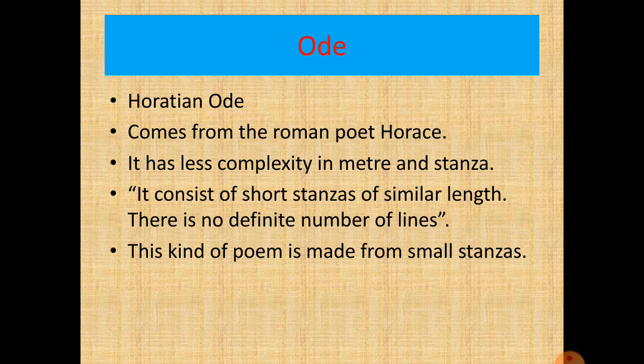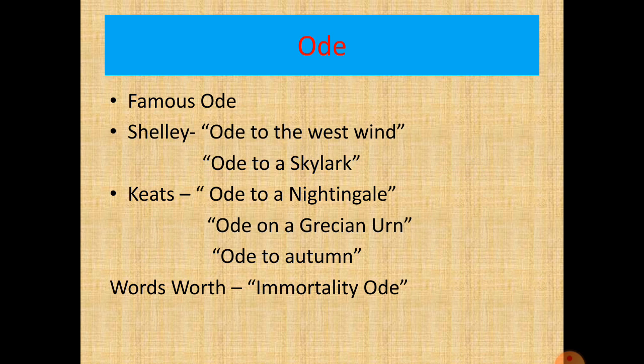Thus, this kind of poem is made from small stanzas, but all the stanzas have the same number of lines. There may be a difference in meter, but the number of lines should be the same in all stanzas. So it is very important. Please pay attention here, dear students. Some poets have made some changes in it so that readers can understand it very easily.